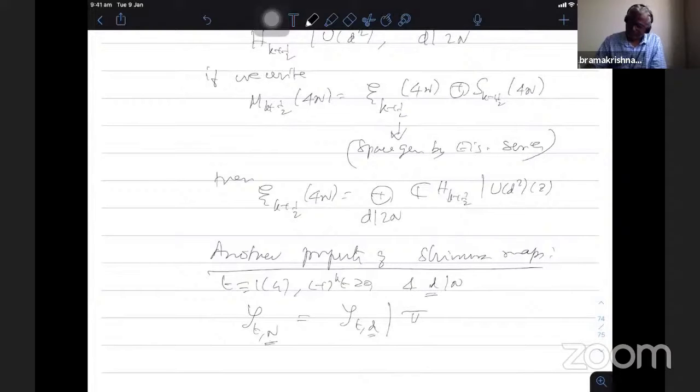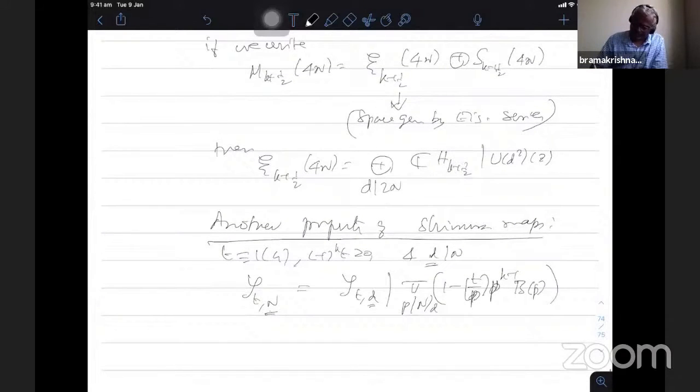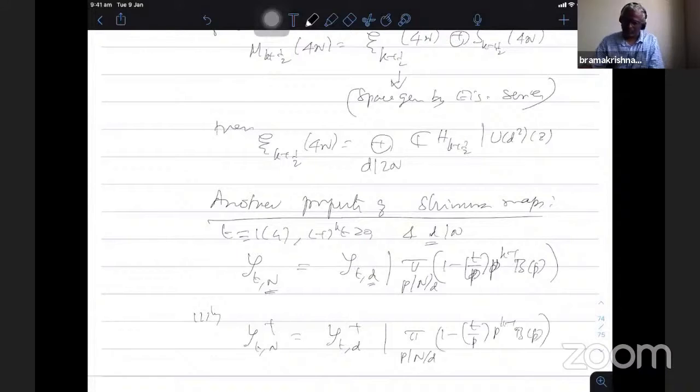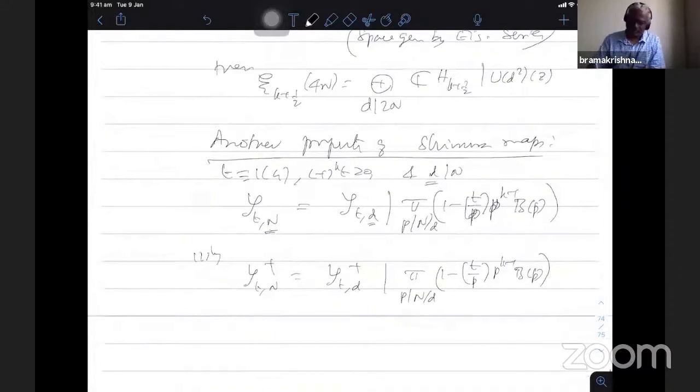So the relation between them: the product over p dividing n by d of (1 minus (t/p) p^(k-1) times the operator at p). You take all of them, you take the product and apply on the functions. In a similar way, this is true for the plus space also. S_{t,n}^plus is S_{t,d}^plus bar, the product over p dividing n by d of (1 minus (t/p) p^(k-1) times the operator at p). Okay, so n is odd. So this is another property.